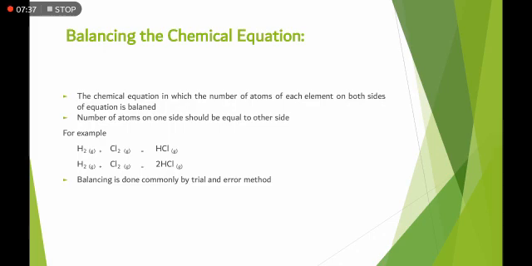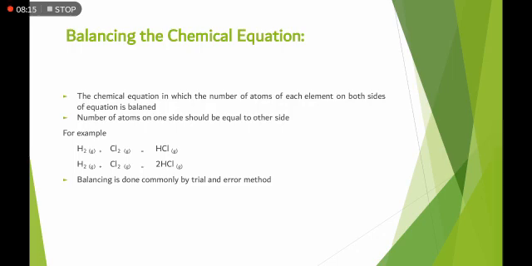For example, in this equation, hydrogen has two molecules. You can see it is written H2. So it is two molecules of hydrogen, and it is in the gaseous form. Chlorine has two molecules and it is also in a gaseous form, and HCl is also in a gaseous form. You can see H2 + Cl2 gives HCl. There are two molecules of hydrogen and chlorine, but in HCl it is only one molecule of hydrogen and one molecule of chlorine. So the equation is not balanced.